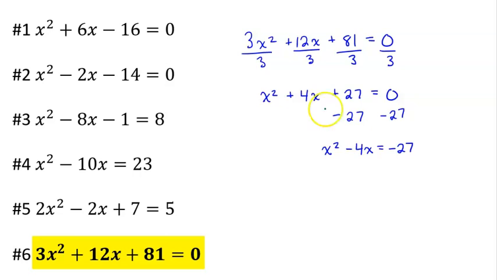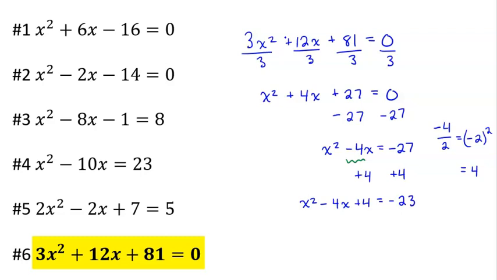From here, I'm going to take my b value. -4 divided by 2 gives us -2. Squared gives us 4 again. So I'm going to add 4 to both sides. X squared minus 4x plus 4 equals -23. Then from here, I'm going to do my shortcut. I've got -2 over here, and that's going to help me with writing this as a square.